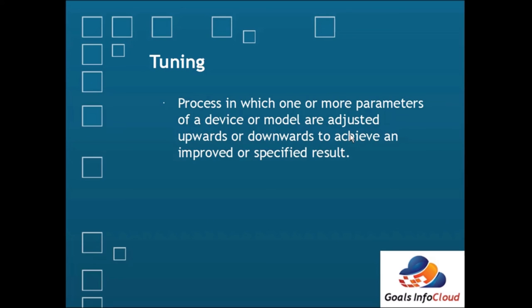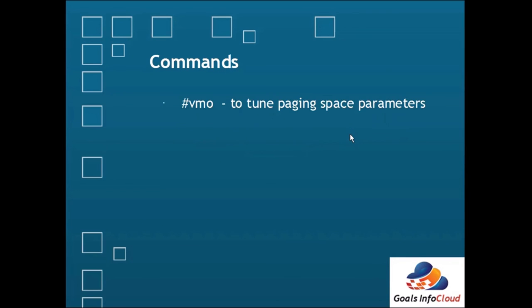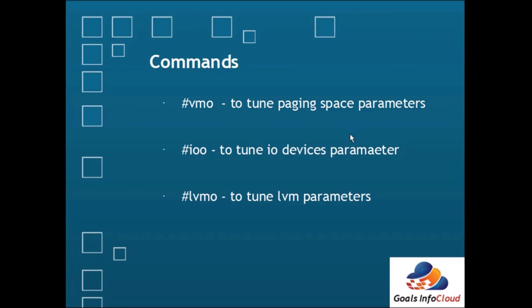In AIX, commands are available to tune the parameters, but before firing these commands, make sure you have a proper email or a document available with you, because if you change the wrong parameter, it could impact the entire system. There is a command available, vmo, to tune the paging space parameters. Then the command ioo is to tune input-output device parameters. The lvmo command is also available to tune the LVM parameters, and no to tune network parameters. These are the common commands we use to tune the parameters in the AIX operating system. Let's do the practical of this one.